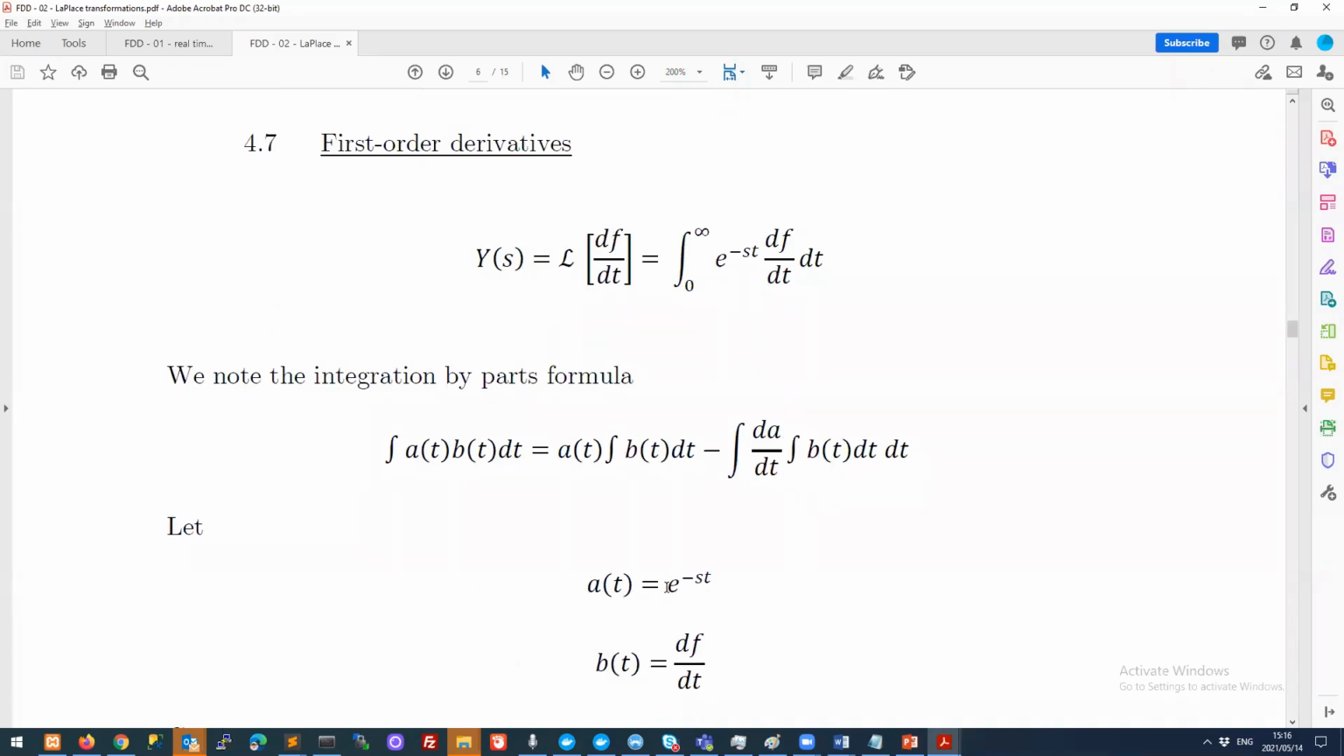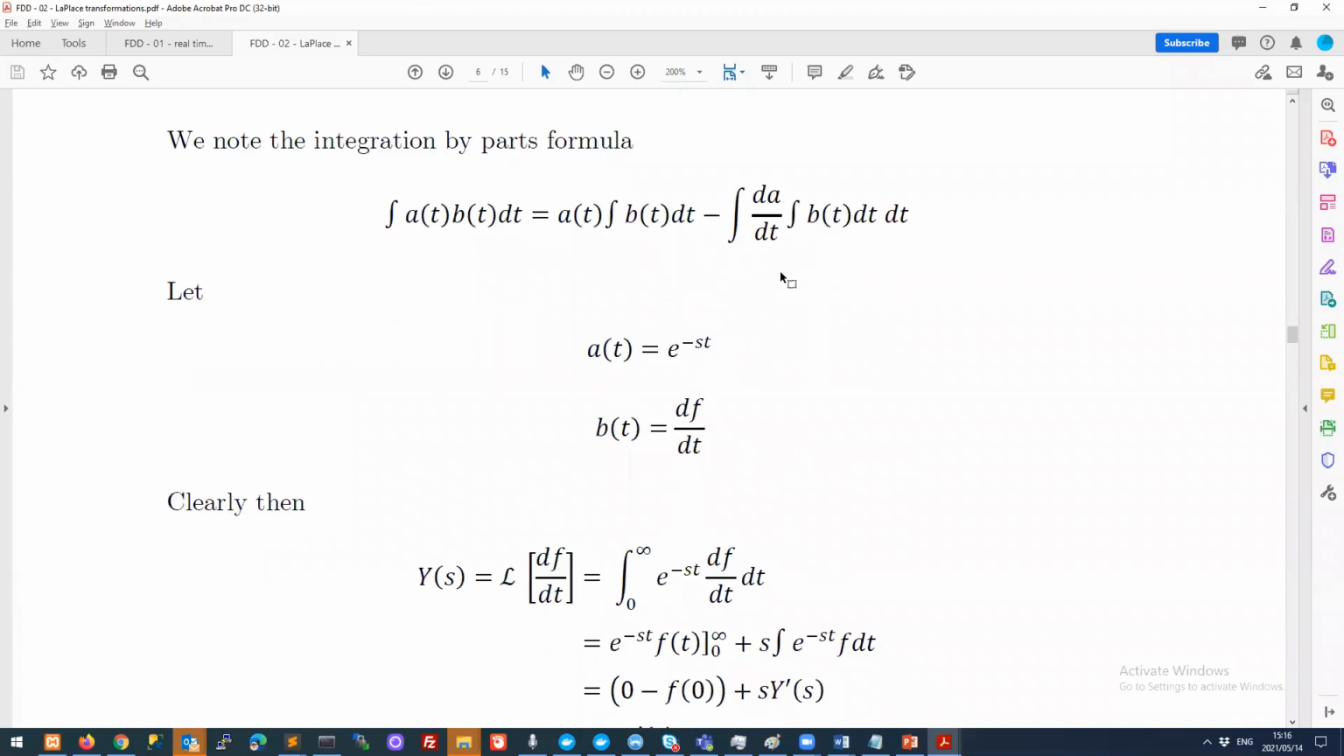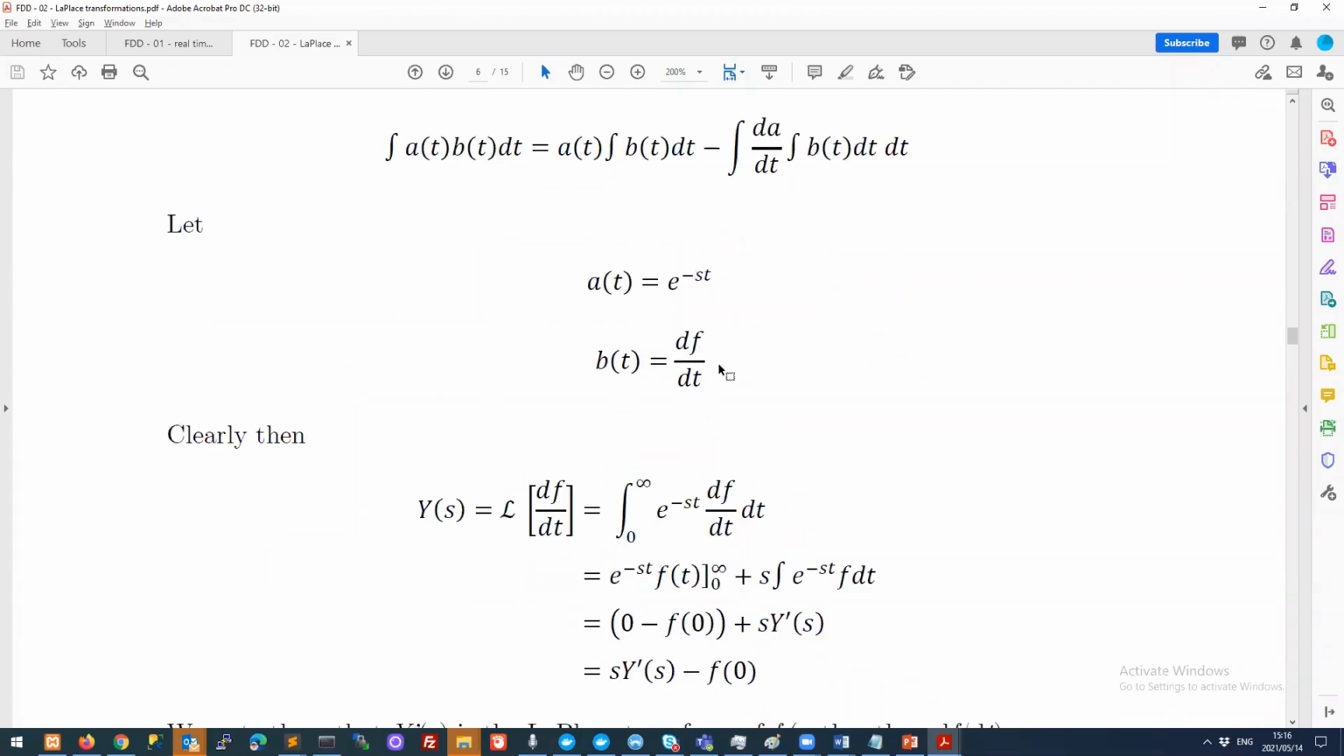Here we are going to let this first part be the a and this part be the b, because we have the f there. So there's the a, we remove the a, so we just write the a out, so e to the minus st, and then for the second part we write the integral of that. The integral of the derivative of a function is the function itself, and the integration is on limits, not to infinity. So that's the first part.